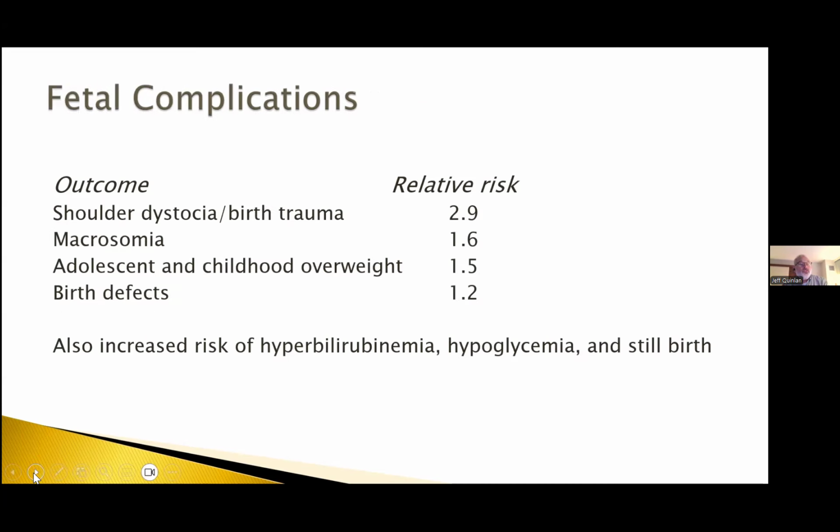Fetal complications, the thing that we think of probably most often is birth trauma and shoulder dystocia. This is often related, but not always, to macrosomia, which is also more common in cases where there's gestational diabetes. In adolescence, those children also, if mom had gestational diabetes, tend to be more overweight. And there's also an increased risk of birth defects as well.